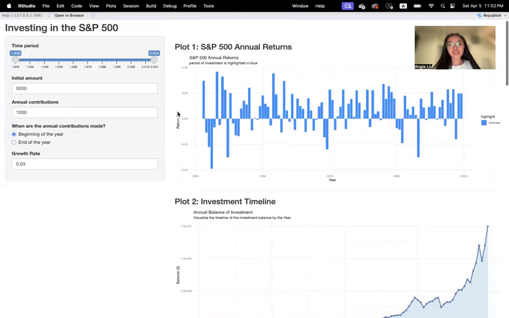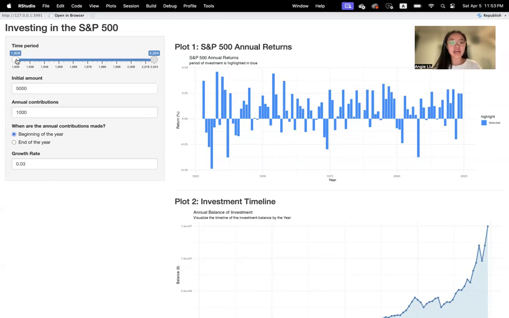On the left side we can set a time period, which is the beginning year and also the ending year that we choose. The default initial amount is 500 and the default annual contribution is 1,000. Then we have two choices: we can put the annual contribution at the beginning of the year, and also at the end of the year. The default growth rate is 0.03, which is 3%.